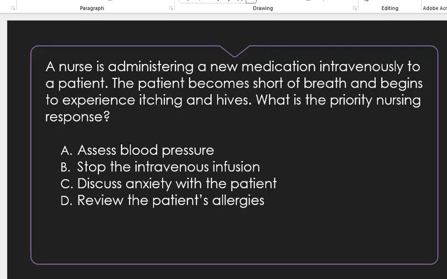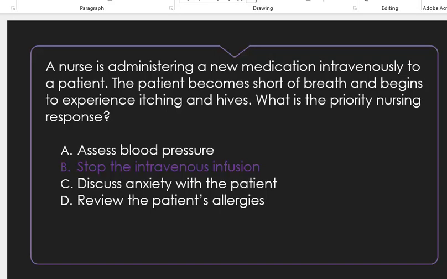A nurse is administering a new medication intravenously to a patient. The patient becomes short of breath and begins to experience itching and hives. What is the priority nursing response? You're going to stop the IV drug.